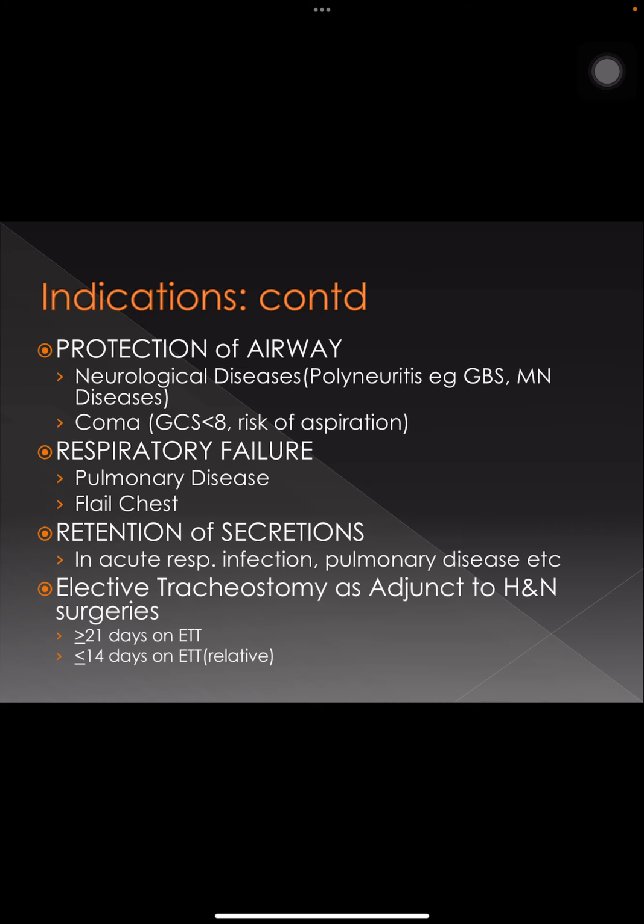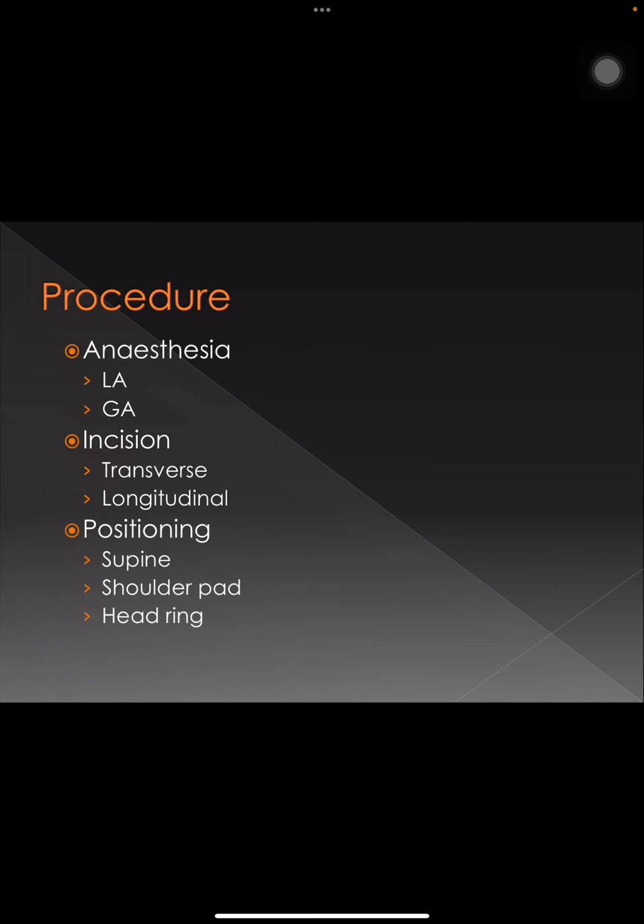Other indications are neurological diseases like polyneuritis, like Guillain-Barré syndrome, or the motor neuron diseases. Also in comatose patients who have a Glasgow Coma Scale less than 8, who have a greater risk of aspiration. In respiratory failure like pulmonary diseases or flail chest, patients with retention of secretions, or elective tracheostomy as an adjunct to head and neck surgeries.